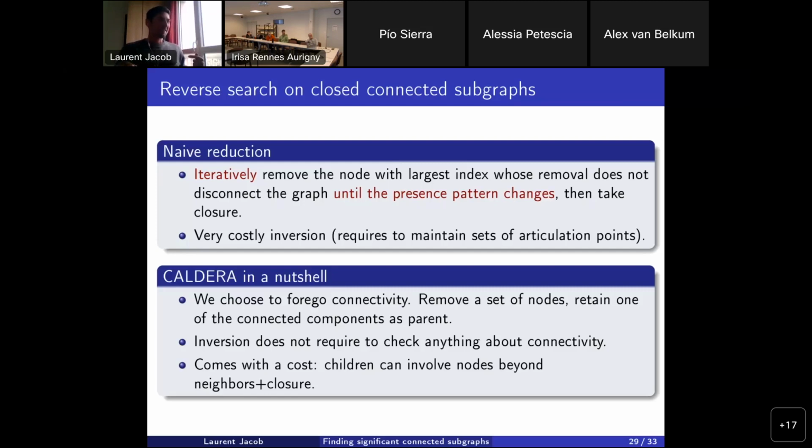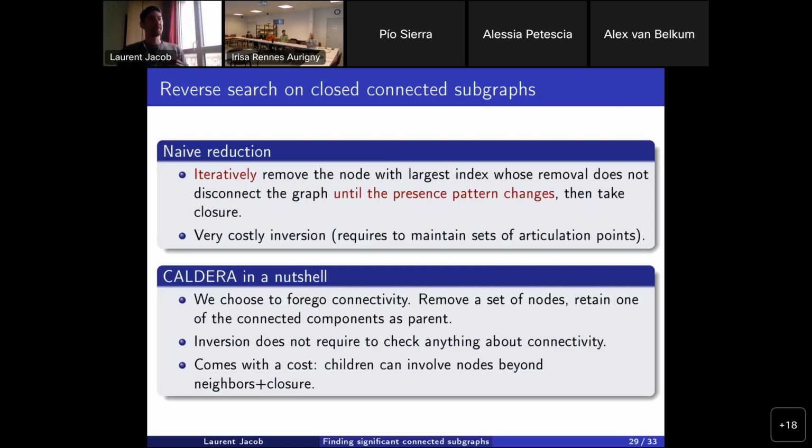The idea that we used is kind of desperate because, well, I will explain why, but it was to say we need to forgo connectivity. If we want to maintain connectivity in the reduction, the inversion will be way too complicated. So we have to forgo it. And so we remove a set of nodes that change the pattern, and maybe it will disconnect the graph, but we will retain as a parent only one of these connected components, and we'll define it properly. Okay, because we do that, the inversion does not require to check anything about connectivity, so it's much faster.